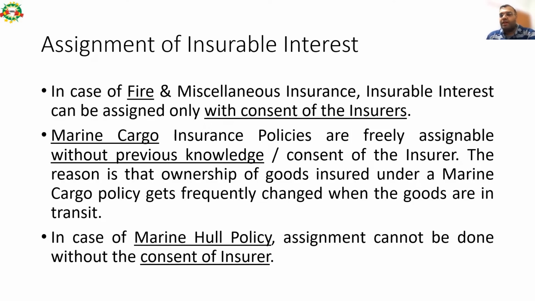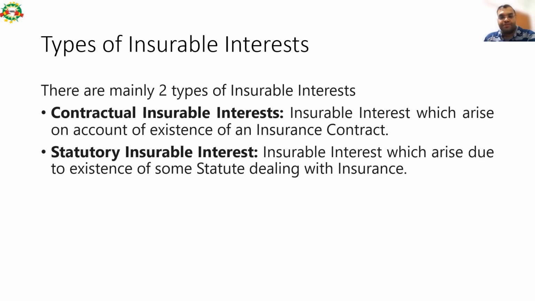So let us see what are the different types of insurable interest. Broadly speaking, there are two types of insurable interest. Number one, contractual insurable interest. Number two is statutory insurable interest.